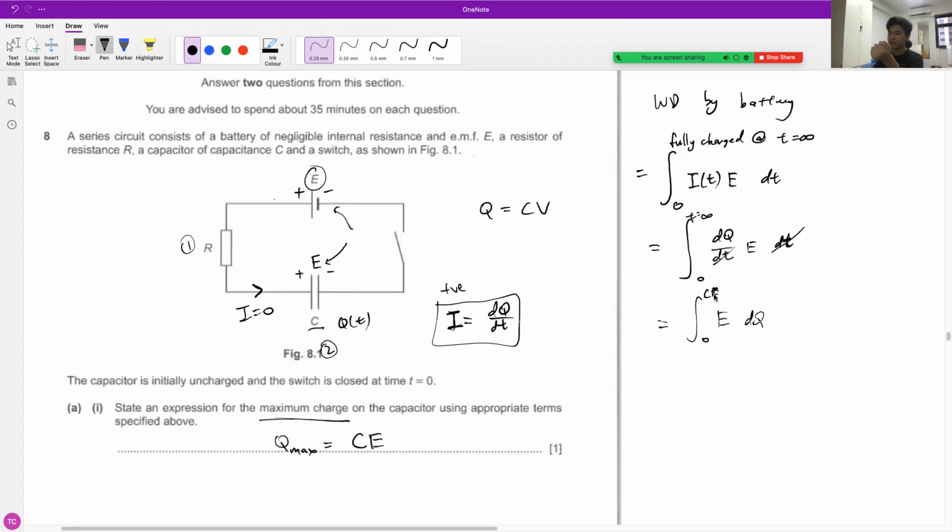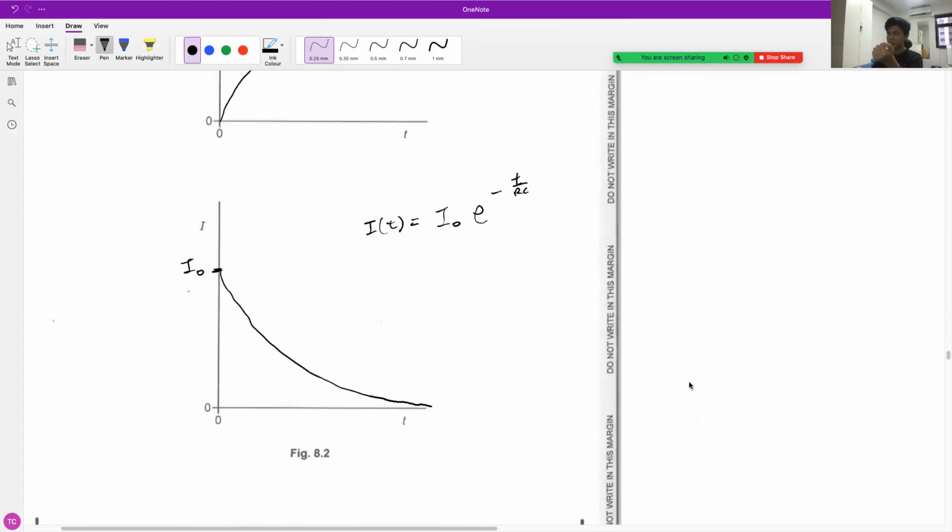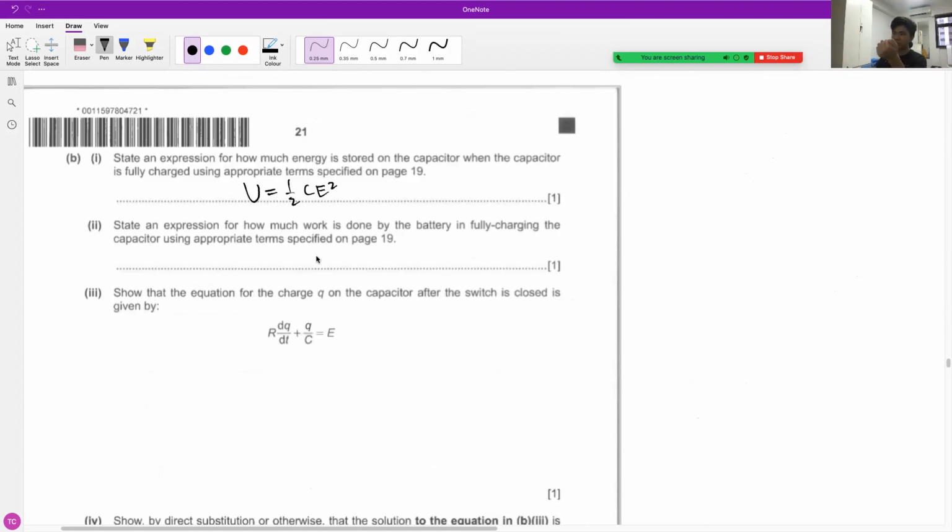Okay, and with that, what's the integral of dq? E is just a constant, so it's just Eq, evaluated between CE and 0. And you can see that that is naturally CE squared. So the answer for how much work is done by the battery is CE squared.